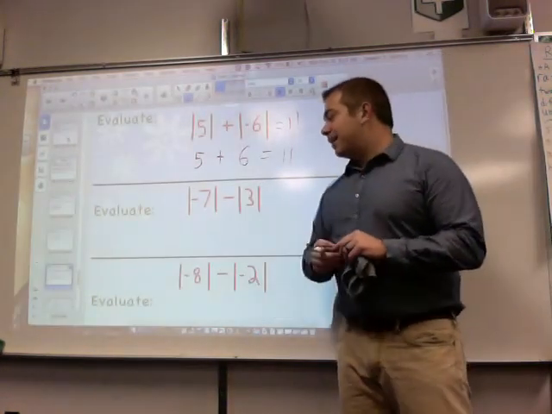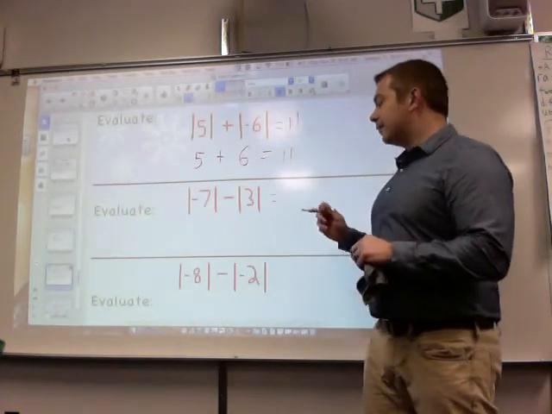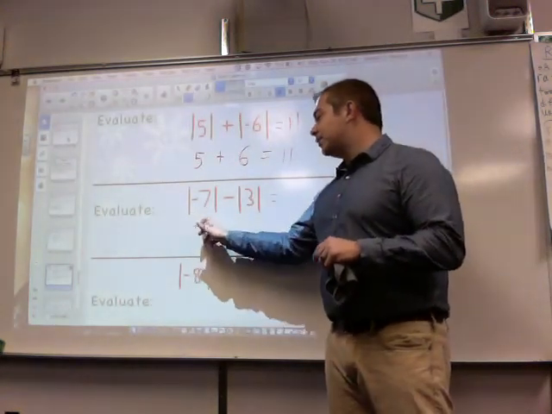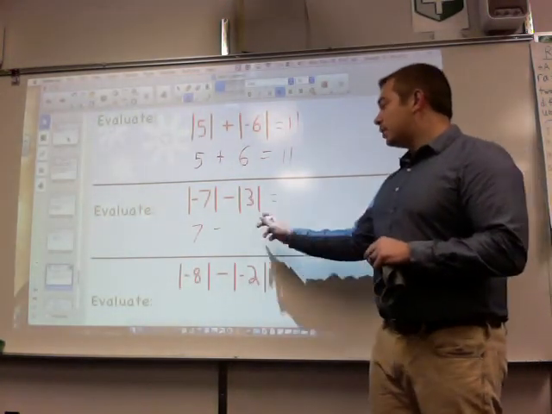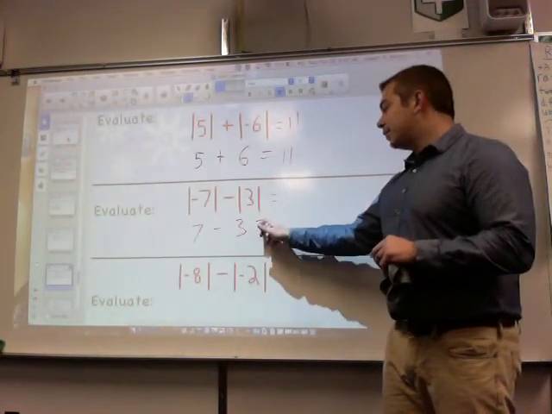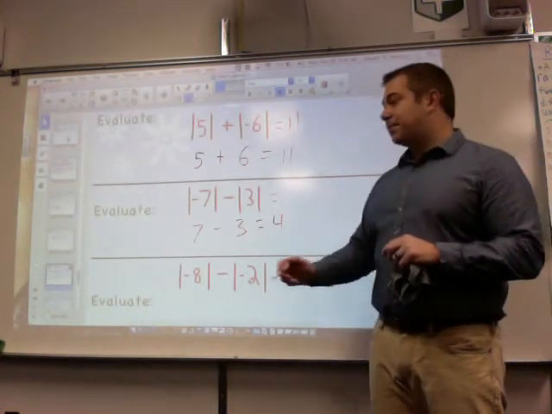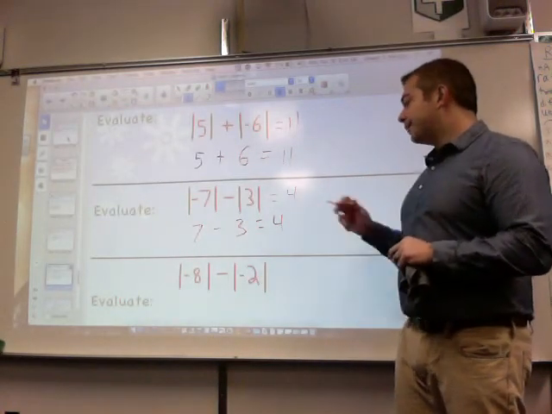Let's evaluate the absolute value of negative 7 minus the absolute value of negative 3. So first, let's find our absolute values. Negative 7's absolute value is just 7. Negative 3's absolute value is just 3. So 7 minus 3 equals 4. So the absolute value of negative 7 minus the absolute value of negative 3 equals 4.